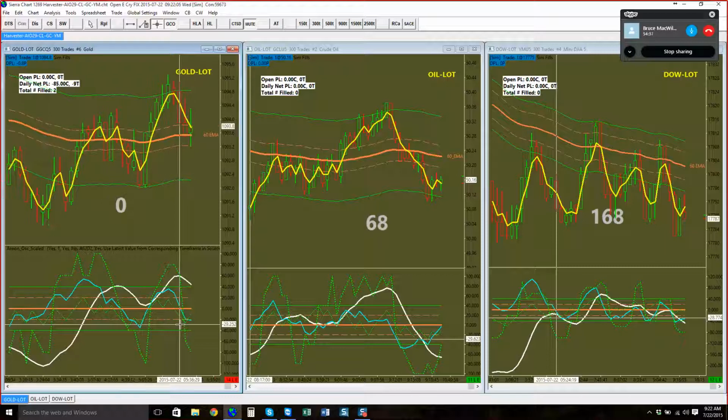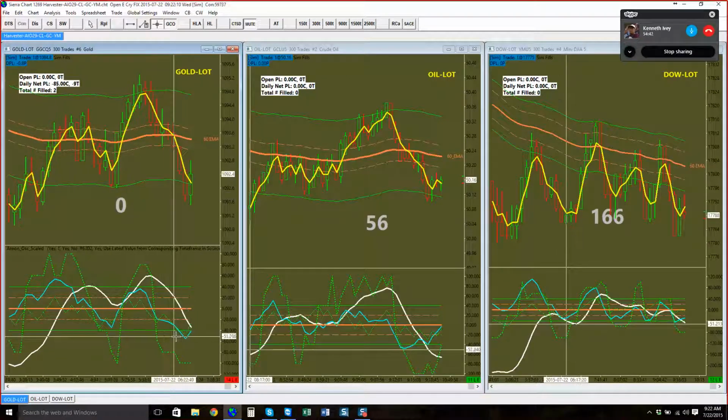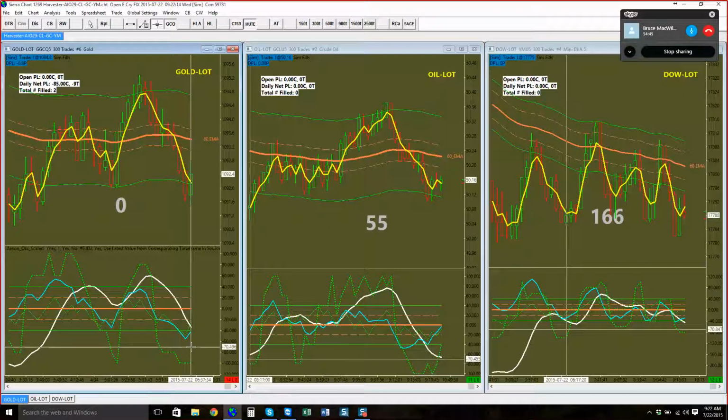Yes, I go take that for a short. And I would stay in this short, stay in this short, stay in this short until right here. At 6:37, the blue is about to cross the white, and that's my first absolute exit.